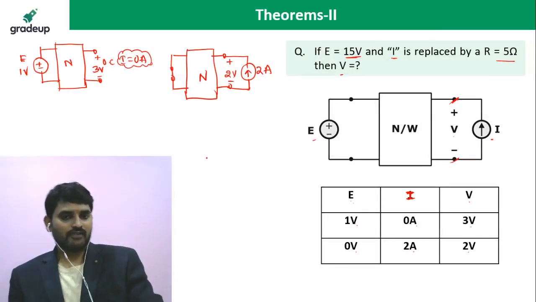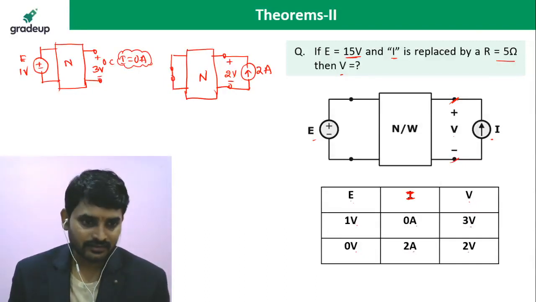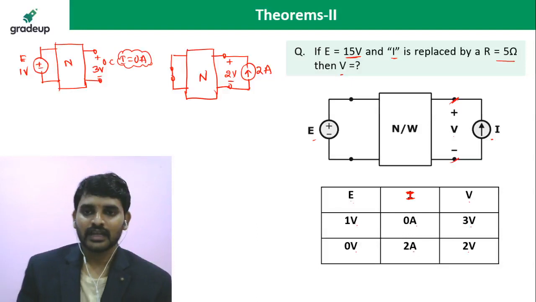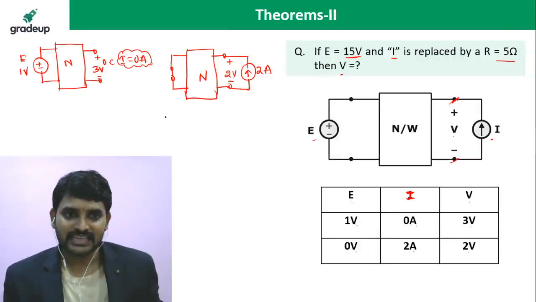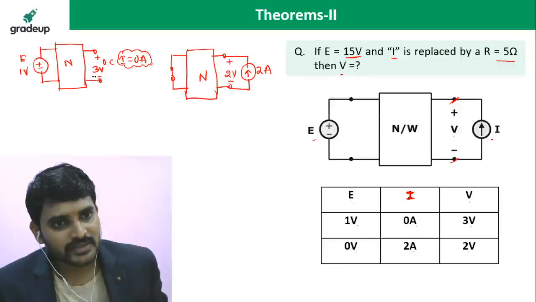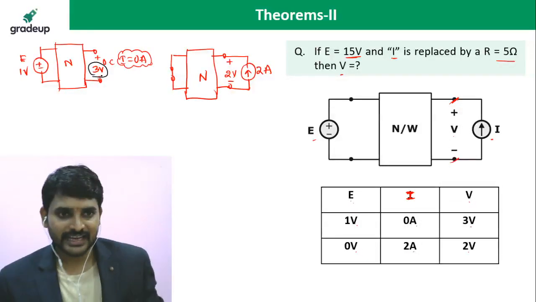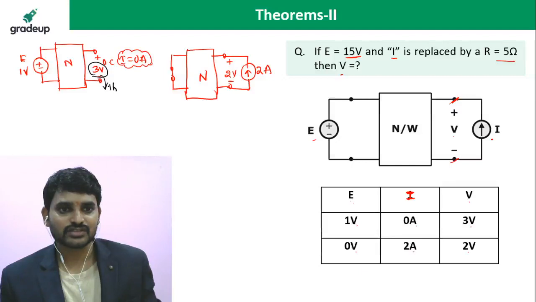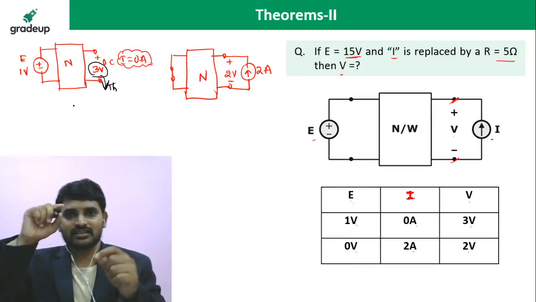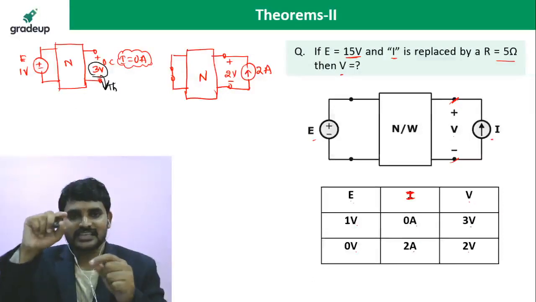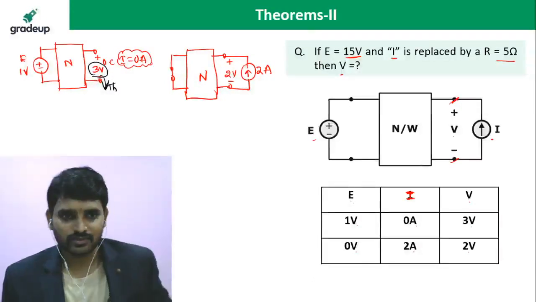From this data, you can understand one thing: whenever the network is excited with 1 volt and the other side is open circuited, the open circuit voltage is 3 volts. Can I call this open circuit voltage Thevenin's voltage? Yes or no? The voltage across any open circuit terminals in a circuit is called Thevenin's voltage.